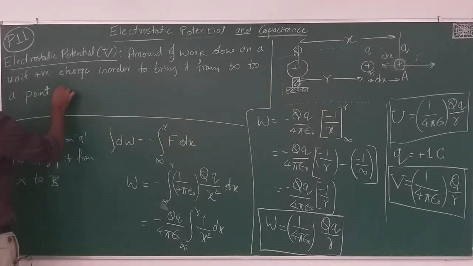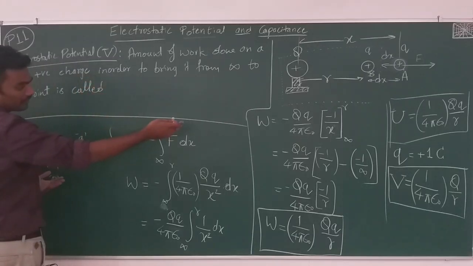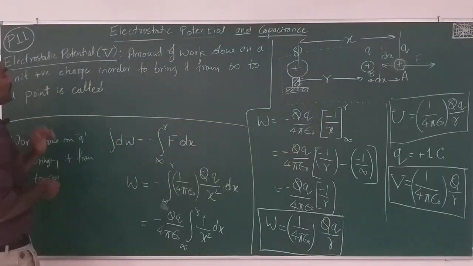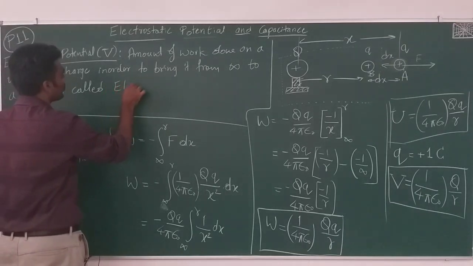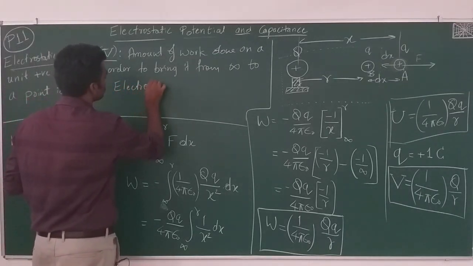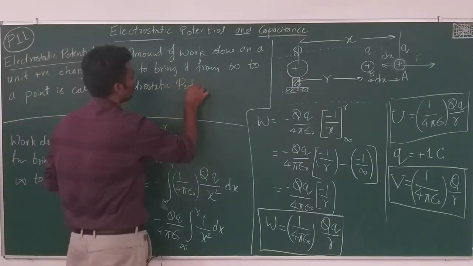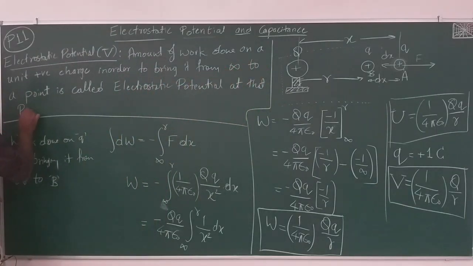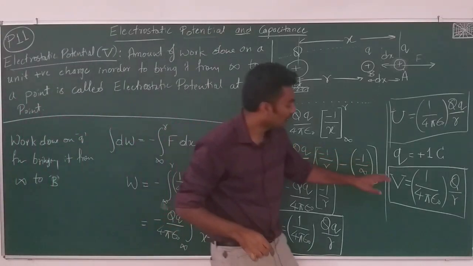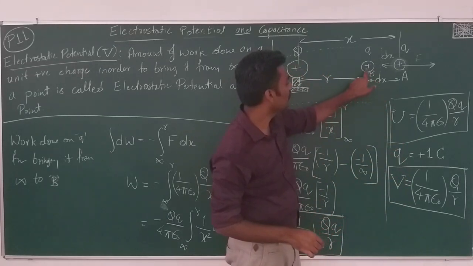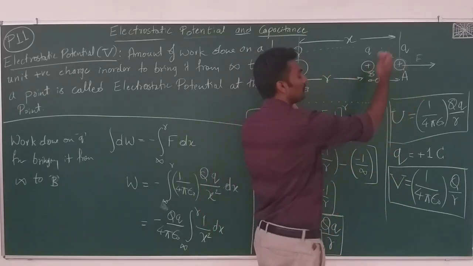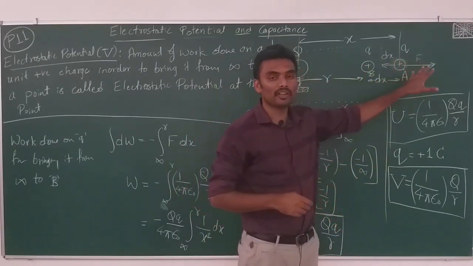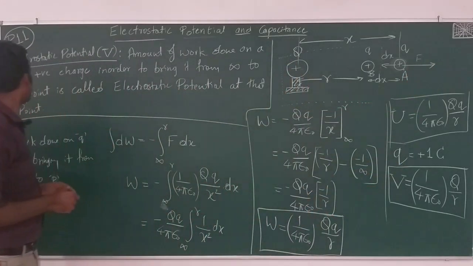point is called, see, the work done then becomes potential energy, and that itself is potential. So from infinity to a point is called electrostatic potential. Electrostatic potential at that point. So this electrostatic potential V is valid at this point. Now, if R changes, if you have a new position, then you have a new potential energy or new electrostatic potential at that point. Following?